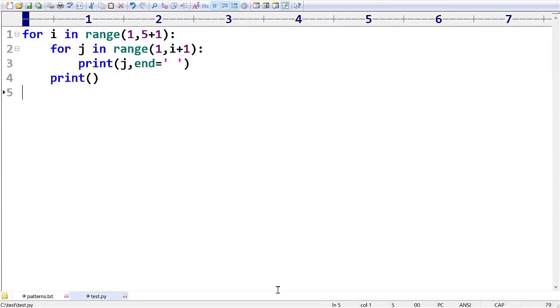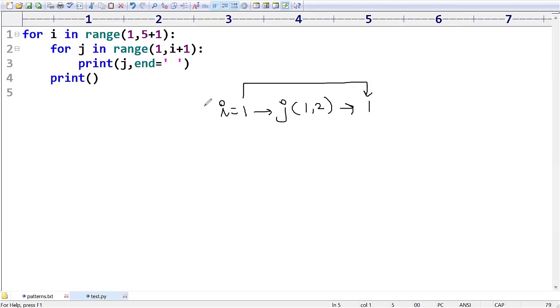Is it the same as the previous one? I explained very clearly, when the value of i is equal to 1, what will be your j values? Your j values will become 1 to i plus 1. That is nothing but 1 to 2 we are taking, where we are going to get only 1. Only one j value, which is 1. Instead of printing the j value, try to print the i value. So what is your i value? 1, right? That I am printing.